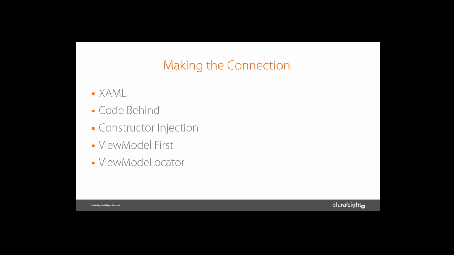So ViewModel Locator is another approach, and with ViewModel Locator, there's actually a couple of different approaches to take, which we'll look at. And those are basically your core. There's other ways to do it. I mean, there's factories, there's a variety of other ways to make that connection, but these are going to be your main scenarios that you would use.